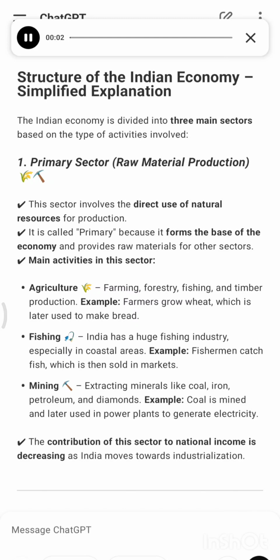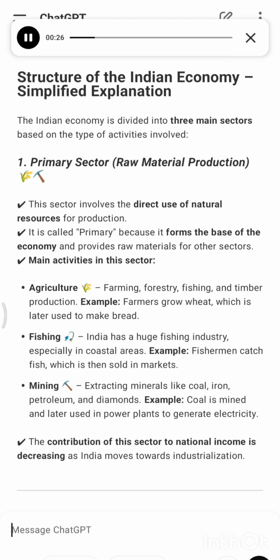Structure of the Indian economy, simplified explanation. The Indian economy is divided into 3 main sectors based on the type of activities involved. 1. Primary sector, raw material production. This sector involves the direct use of natural resources for production. It is called primary because it forms the base of the economy and provides raw materials for other sectors.